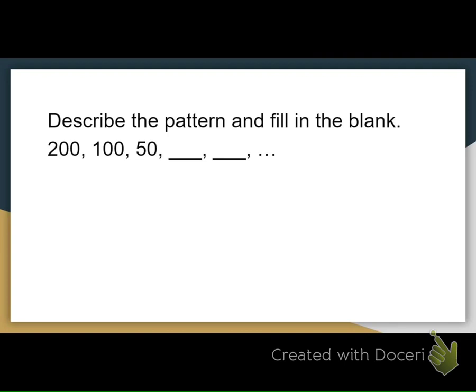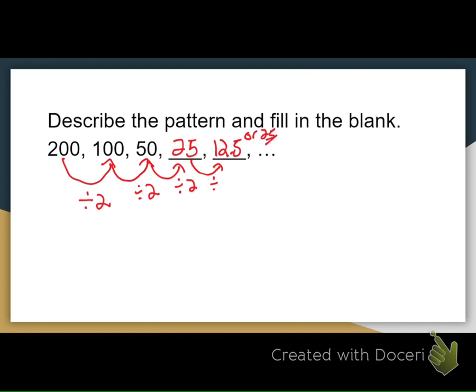So can anybody describe what this pattern is? Yep, we're dividing by 2. 200 divided by 2 is 100. 100 divided by 2 is 50. 50 divided by 2 is 25. 25 divided by 2? 12.5. I'm also okay if you want to write 25 over 2. If you prefer the fraction, I'm good with that as well.